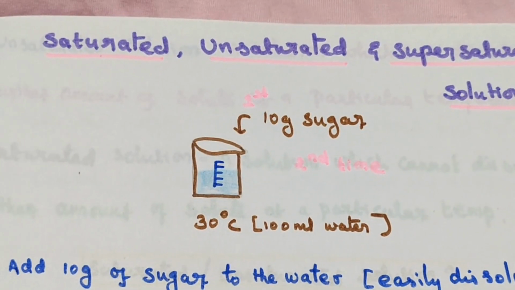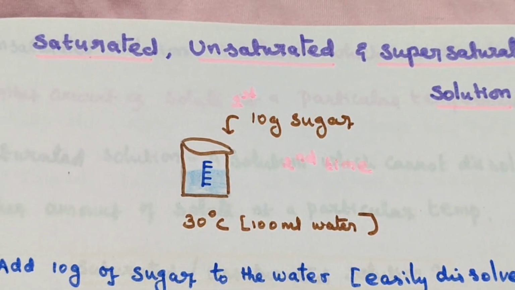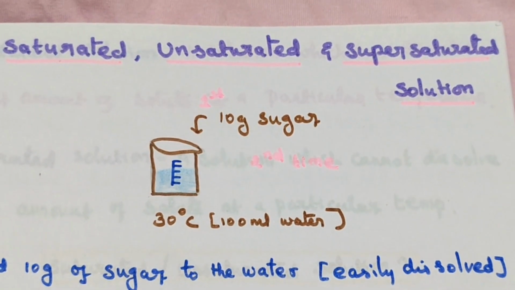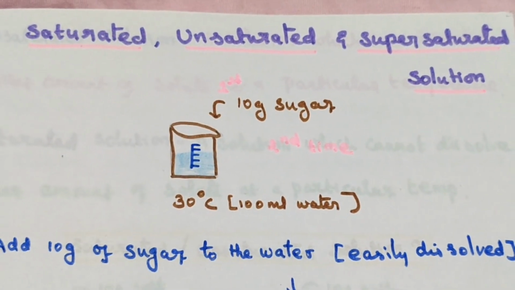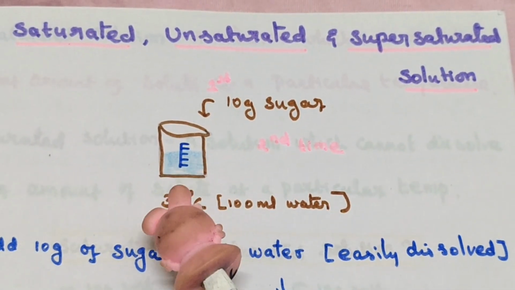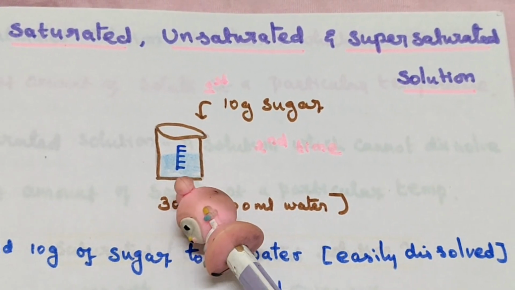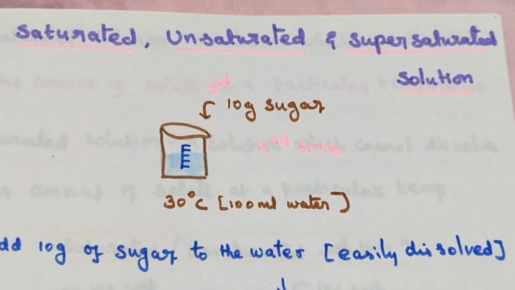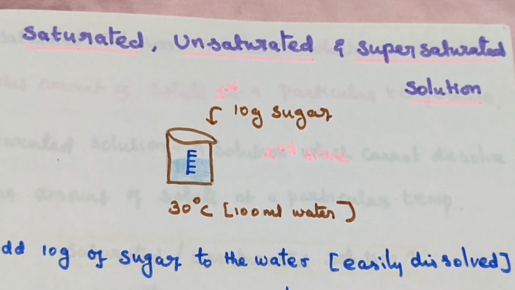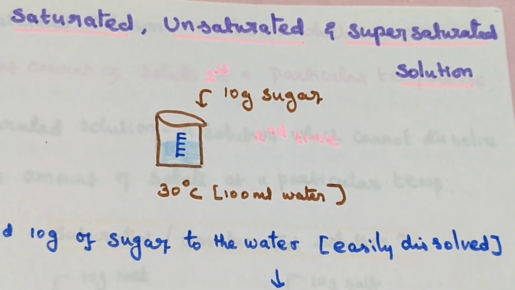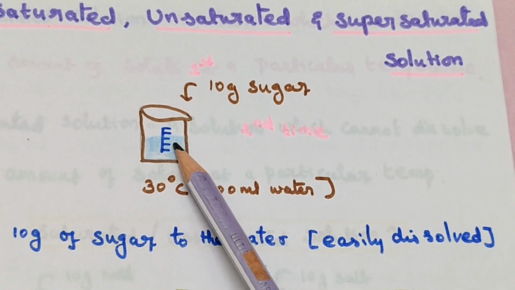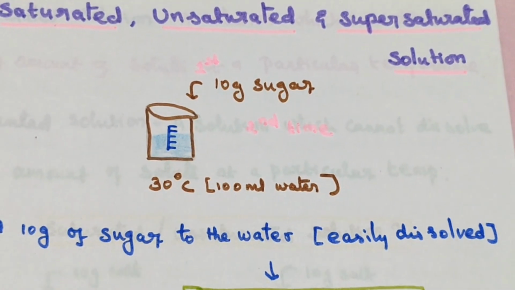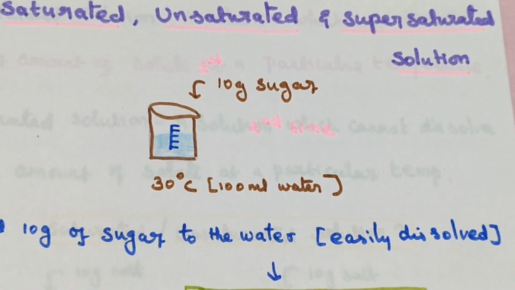In this video, we'll discuss saturated, unsaturated and supersaturated solutions. Consider 100 ml of water in this object. It is 30 degrees Celsius. Let's add 100 gram of sugar. So in this one, we will add 100 gram of sugar to that water.